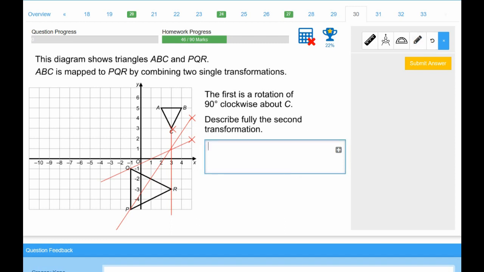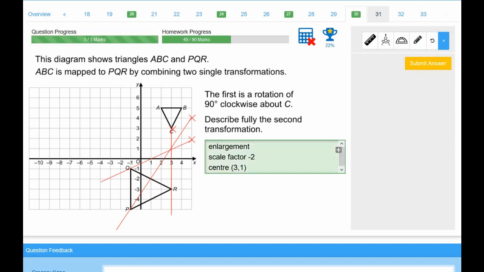So that suggests to me I have an enlargement scale factor -2, and it's going to be a center of enlargement, and that's going to be 3, 1. Again, that is not a trivial question, but that is what we are looking for.